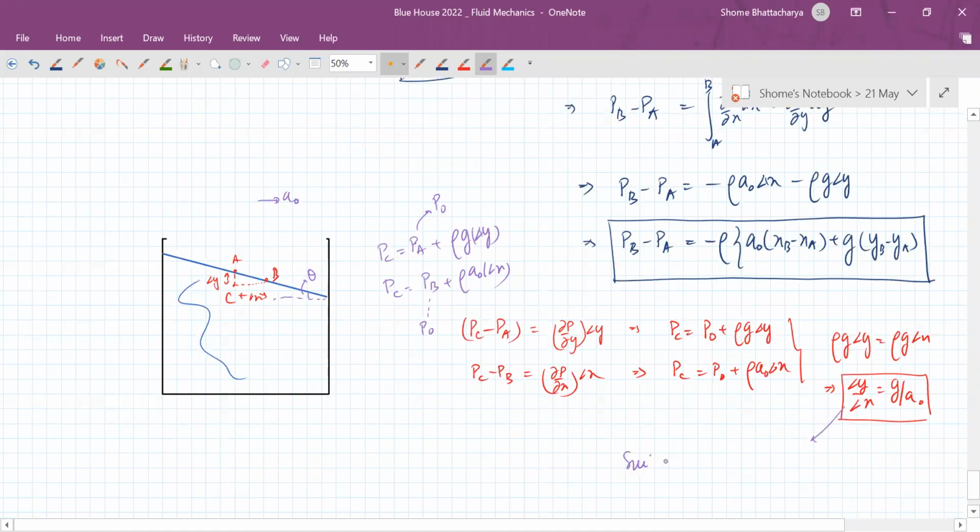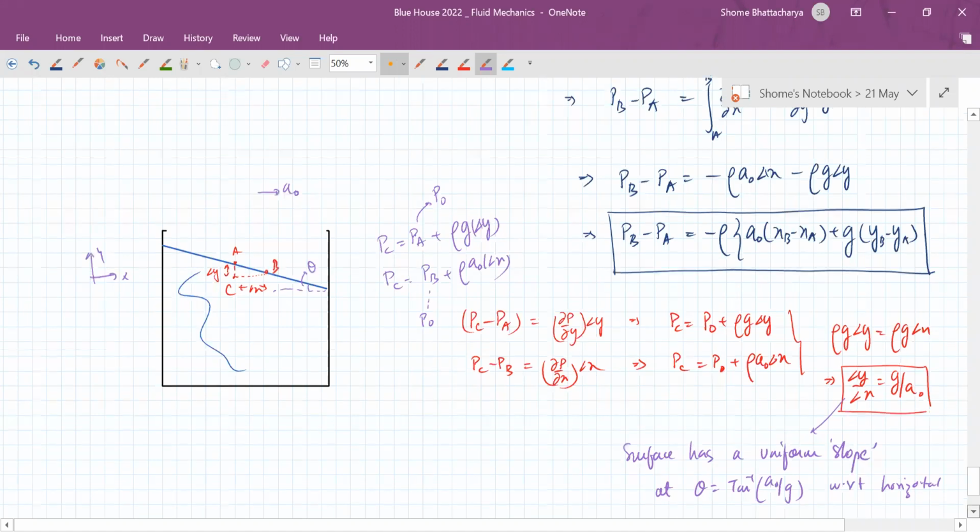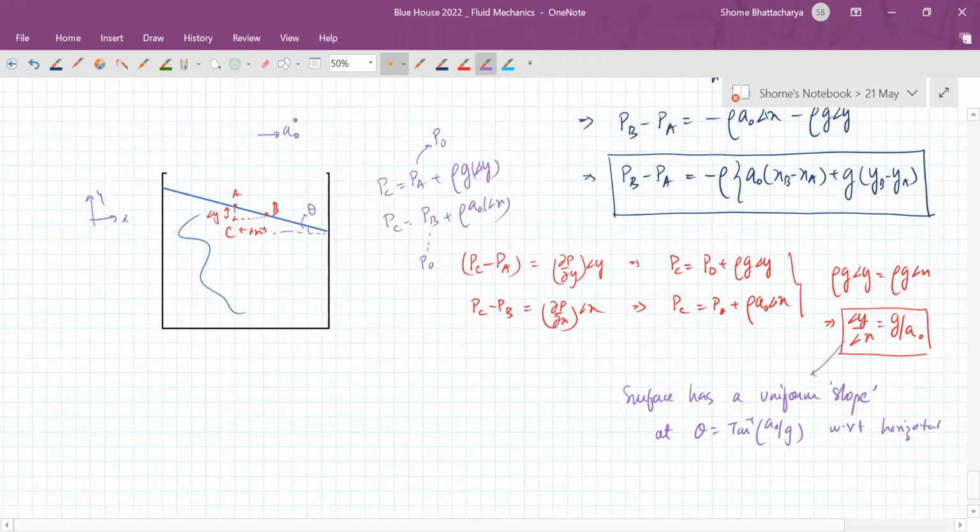The surface is at theta equal to tan inverse A naught by G in this case with respect to horizontal. So another way to understand the same thing is that if you consider these 4 points.